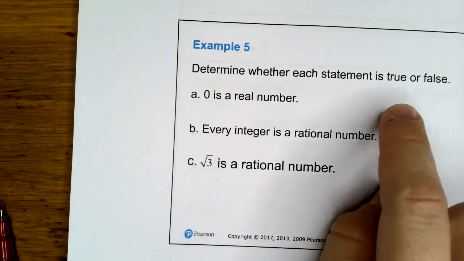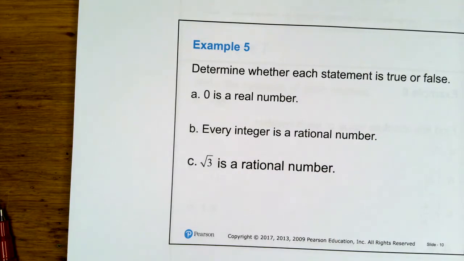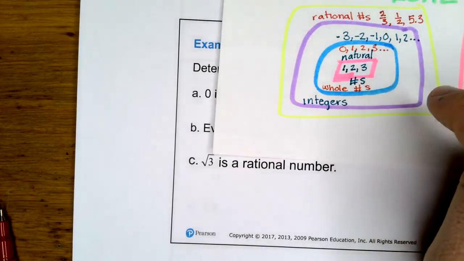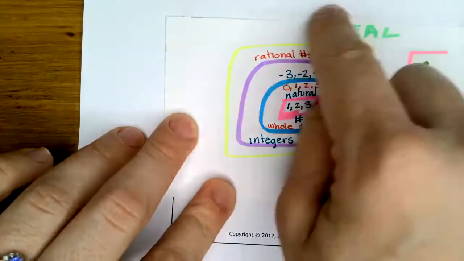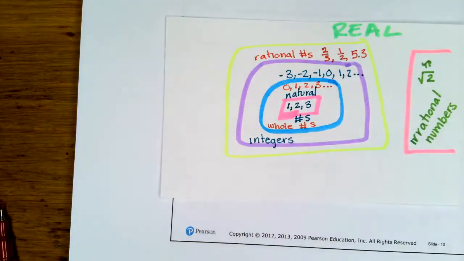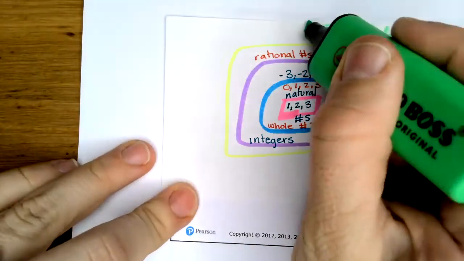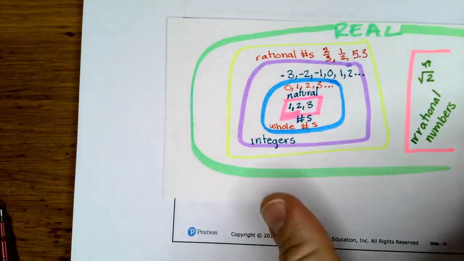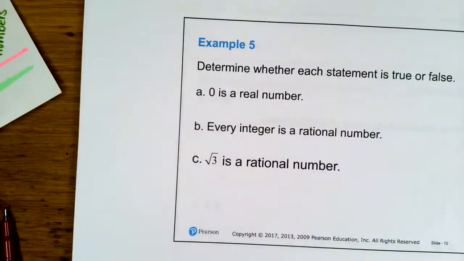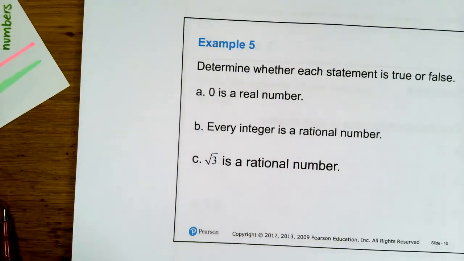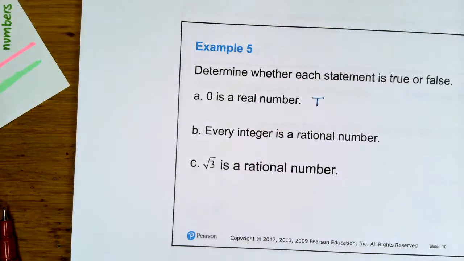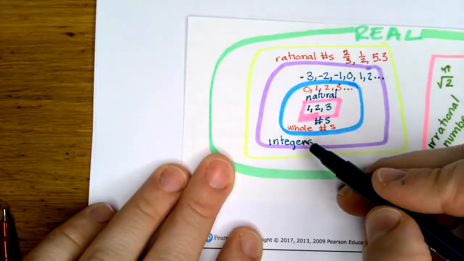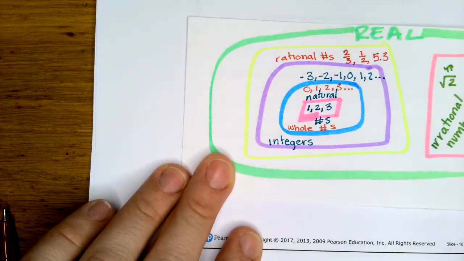Is this true or false? 0 is a real number. The real numbers are everything. Everything is a real number. Is 0 a real number? Yes, it is. So we're going to say that is true. Every integer is a rational number. Every integer is a rational number.